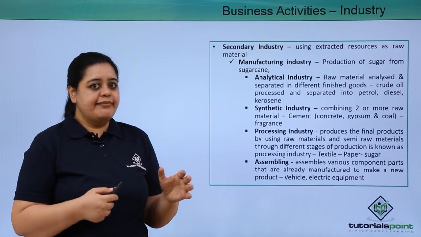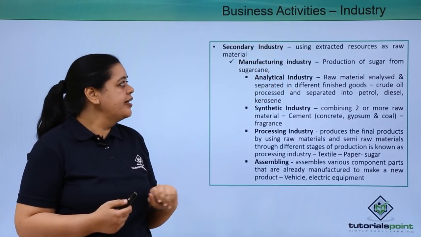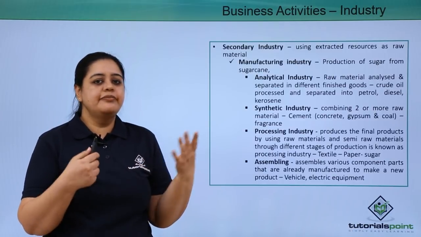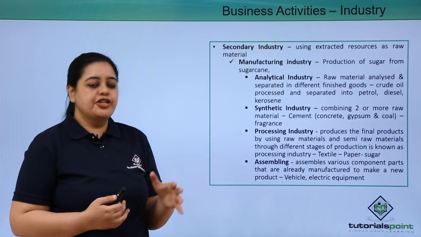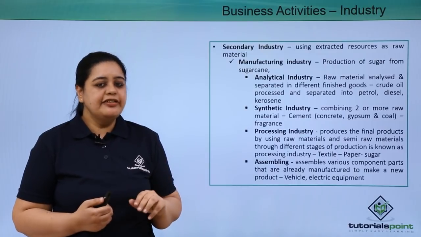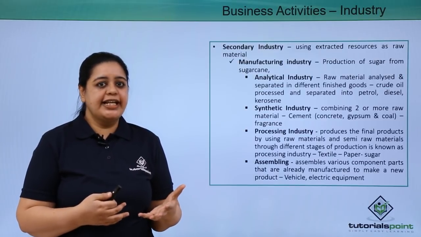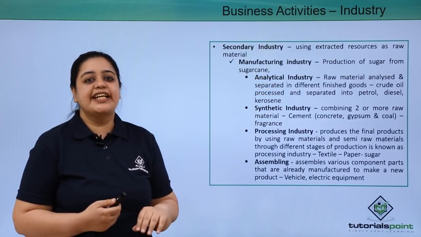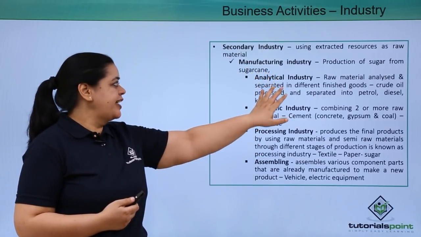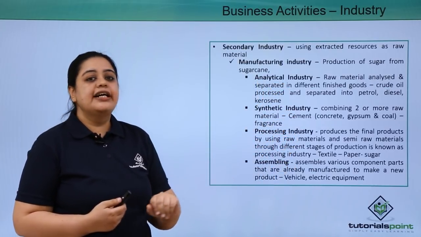We will deal with the examples as we go. For example, we have the manufacturing industry. If I take the example of sugar, how do we get sugar? We get sugar from sugar cane. So production of sugar from sugar cane would be an example of secondary industry. Similarly, production of cereals, for example, the cornflakes which you eat daily, is also an example of secondary industry. The manufacturing industry is divided into analytical industry, synthetic industry, processing industry and also assembling industry.